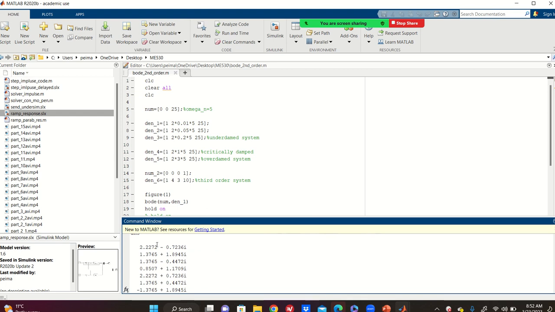Right hand side, right hand side, right hand side means the system is unstable. Left hand side, this is complex conjugate. This is imaginary poles. Left hand side, left hand side. See, so you have 20 poles of the system.